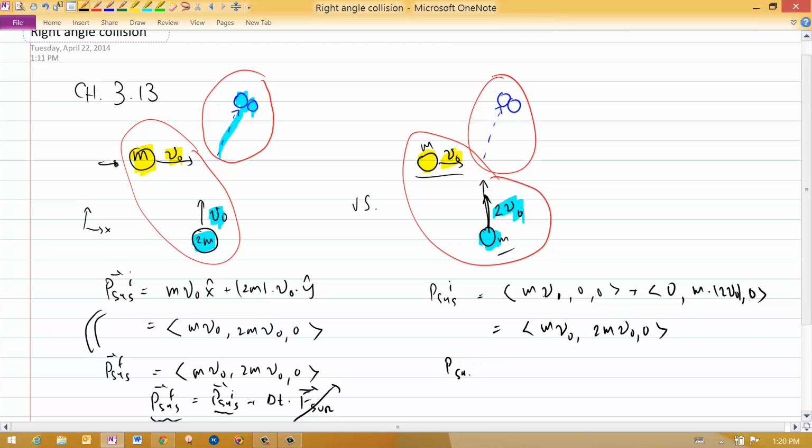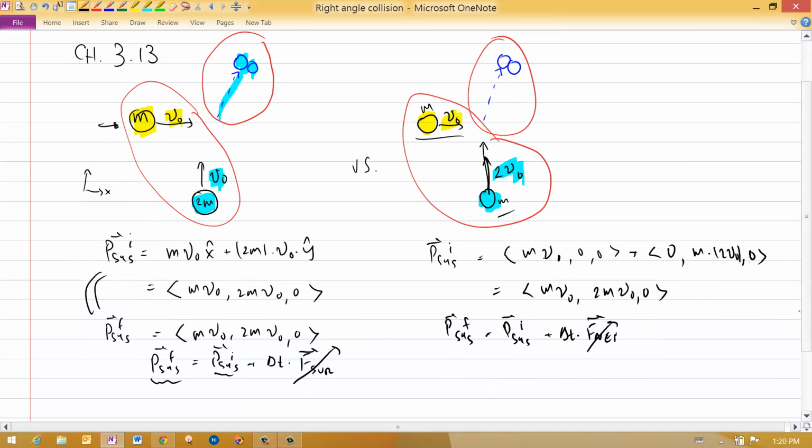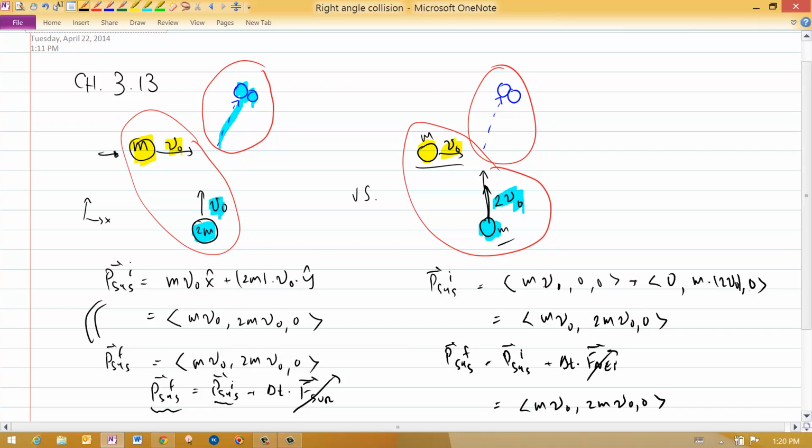And that is because of the momentum principle again. The final system momentum is equal to the initial system momentum plus delta t times F net. Well, in a collision, F net times delta t is negligible, so the initial momentum is the final momentum, so I get m v0, 2m v0, comma 0. So in the final state, the wreck here and the wreck here both have the same momentum.